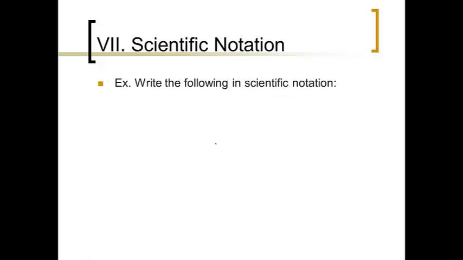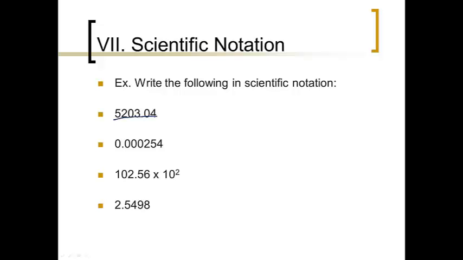So let's try some examples. Write these in scientific notation. Okay. So the idea is you have to keep these digits in the exact same order, 5, 2, 0, 3, 0, 4. So it has to be 5 point, the decimal point has to come after your first non-zero digit, 2, 0, 3, 0, 4. Okay.